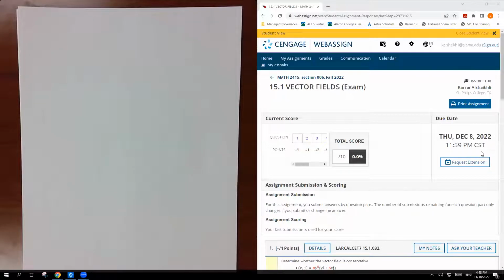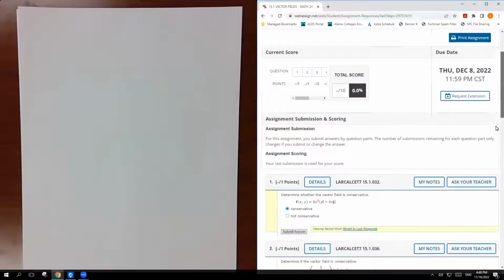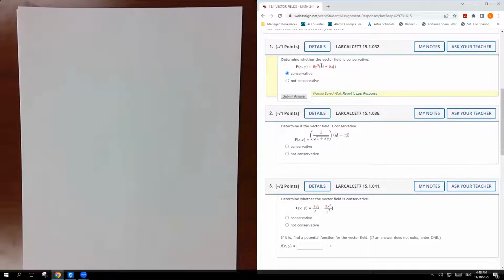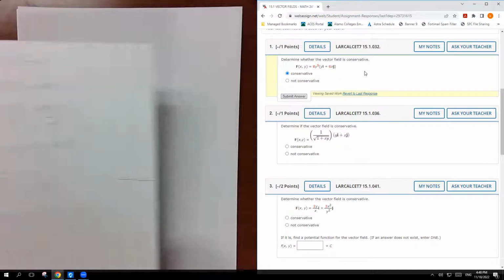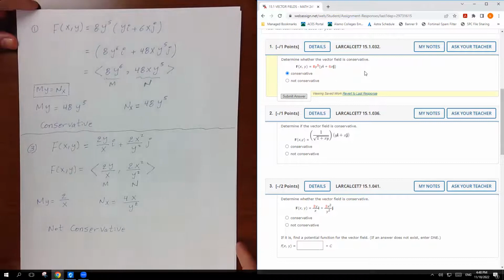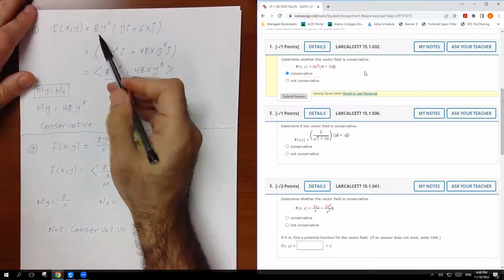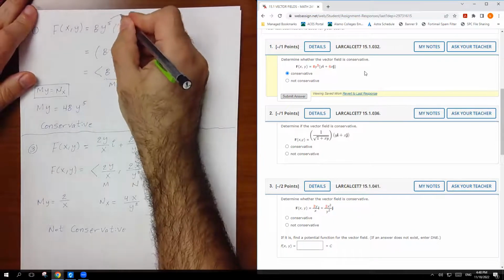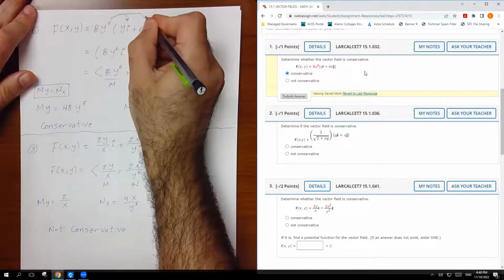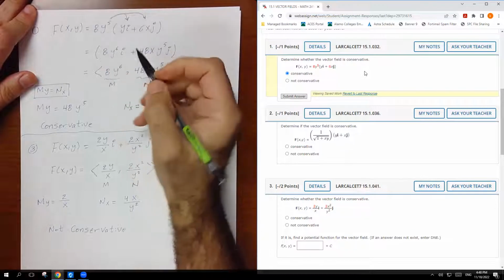15.1 vector fields. Let's start with number 1. Determine whether the vector field is conservative or not. I already chose this one, and let's check why. So the first step here, here's our function. The first step, we're going to distribute the function 8y to the power 5.